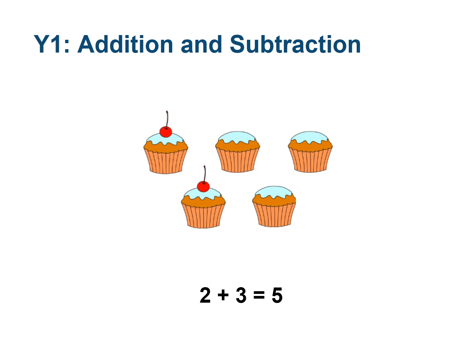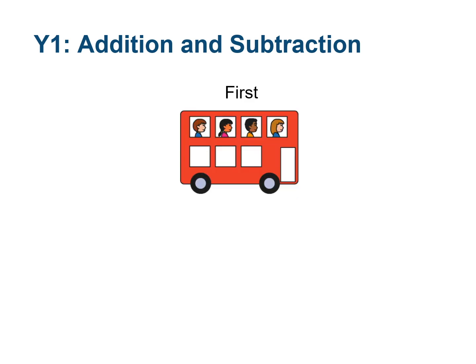The 2 represents the number of cakes with cherries on. The 3 represents the number of cakes without cherries, and the 5 represents the total number of cakes. Examples should use quantities within 10, and they should be supported by manipulatives or images so that pupils' focus is on the mathematical structure. Pupils should also describe situations involving a change over time.